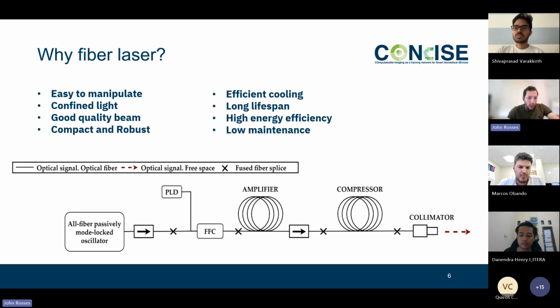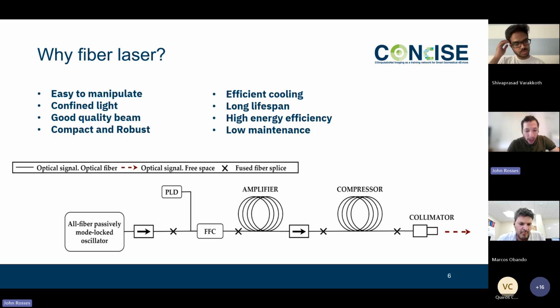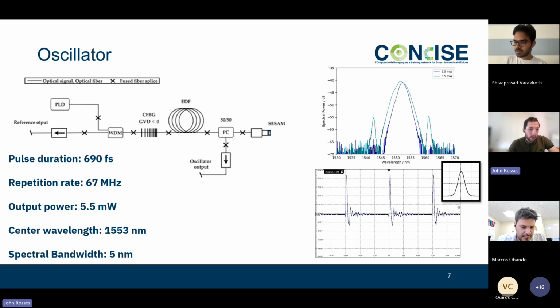So here you can see a little block diagram about my laser. First, we start with an oscillator, the same as Salva told you. After, we have an amplifier stage to obtain power, and then we have a compressor stage to obtain the shortest pulse that we can.